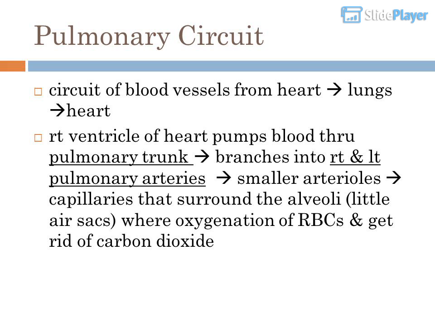Pulmonary circuit of blood vessels: from heart, to lungs, to heart. The right ventricle of the heart pumps blood through the pulmonary trunk, which branches into right and left pulmonary arteries, smaller arterioles, and capillaries that surround the alveoli, little air sacs, where red blood cells are oxygenated and carbon dioxide is removed.